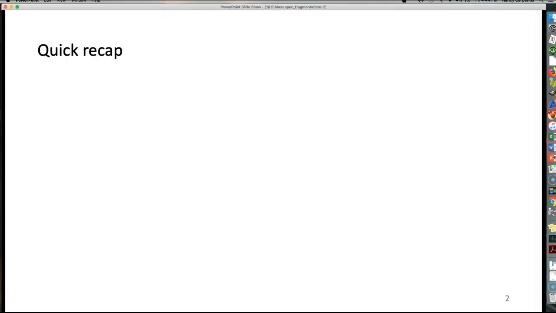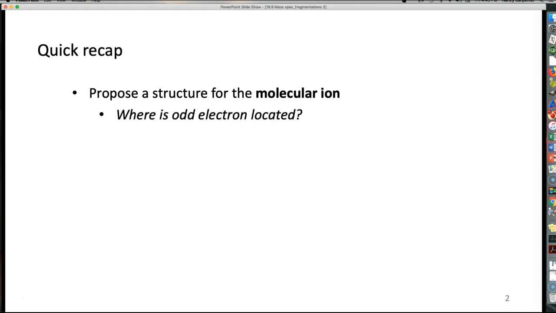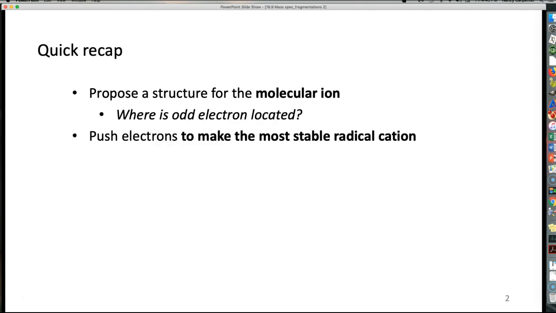Alright, so just a quick recap to begin. We're going to throw our sample into the mass spec. An electron's going to be lost. For us to have any kind of rational chance at predicting what to expect in the mass spectrum, or to analyze and understand the mass spectrum, we need to propose a structure for the molecular ion. Where is the odd electron located? Once we've done that, then we can push electrons, and that's our goal, to understand how this thing is going to logically, rationally fall apart.